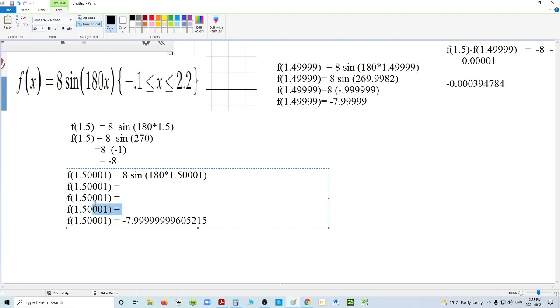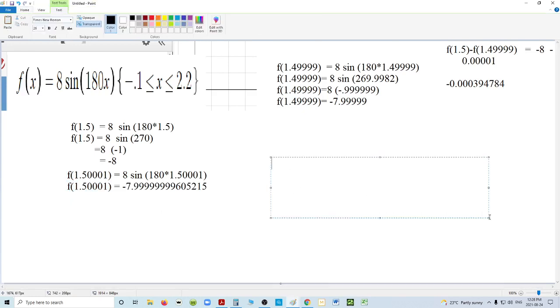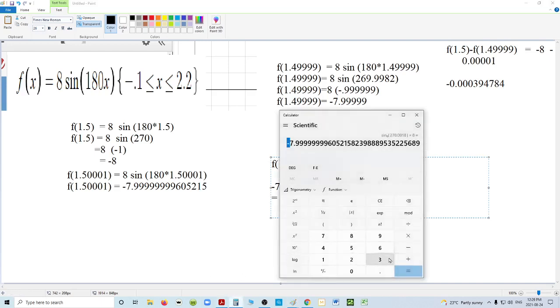So that means that the f of just to the right is this. So if I'm going to take the rate of change of that number, I've got to take the f of 1.5001, which is to the right. I've got to subtract the f of 1.5. And I've got to divide it all by my h. And I've discovered it's minus 7.9999999, whatever, 605215, minus minus 8. And I'm going to get a value that's slightly positive. So if I take this, and I essentially add 8, I get this.